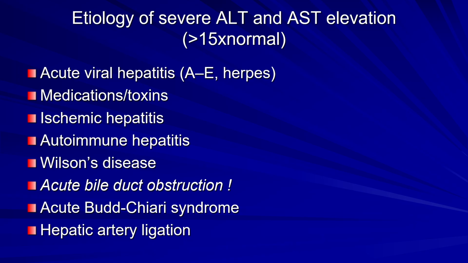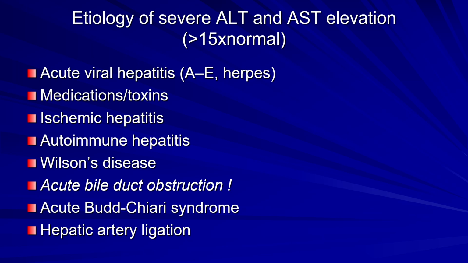Let me correct the definition of severe increase in transaminases, which is more than 15 times the upper limit of normal and not more than 10 times, as I mentioned before. The most common causes are acute viral hepatitis, A, B, C, D, or E, or even herpetic hepatitis, drug-induced hepatitis, ischemic hepatitis, and autoimmune hepatitis.